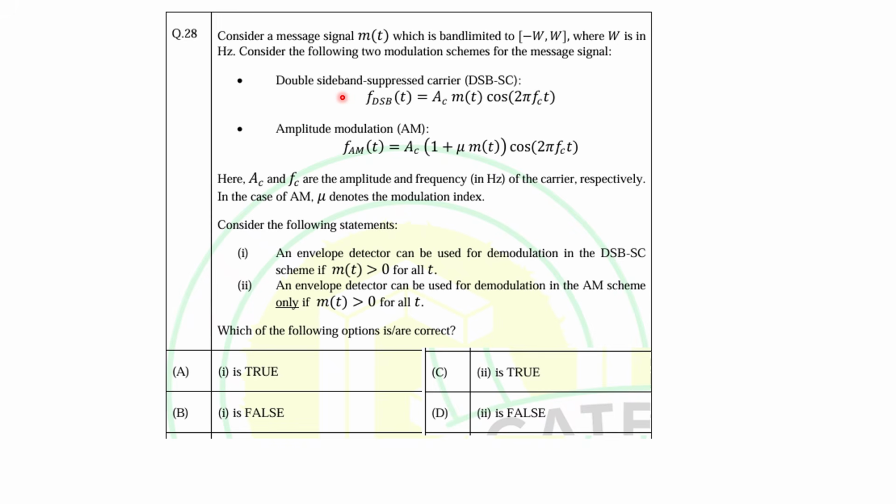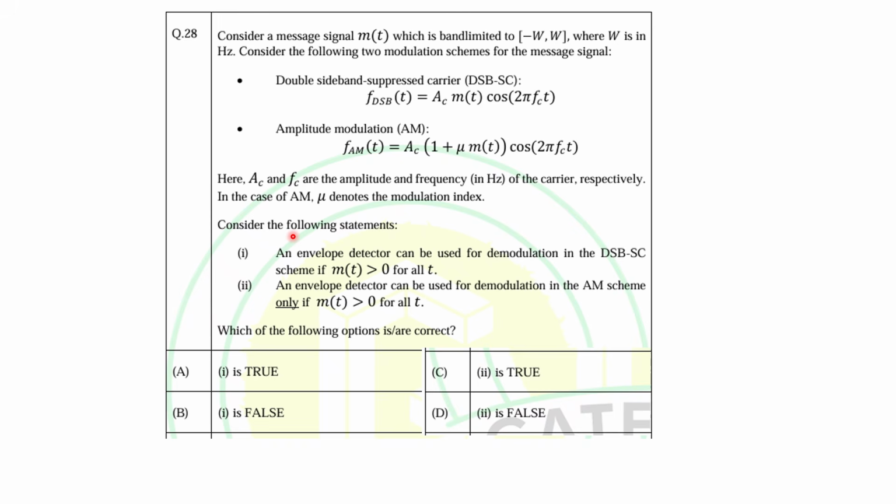Now the question is being asked about the double sideband suppressed carrier, that is DSBSC, which is given as Ac m(t) cos omega c t, and then amplitude modulation, which is Ac times 1 plus mu m(t), and cos omega c t. Ac and fc are the amplitude and frequency of the carrier respectively in the case of AM, and mu denotes the modulation index, that is Vm by Vc, right?